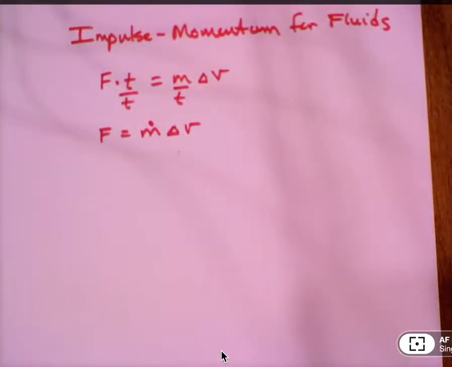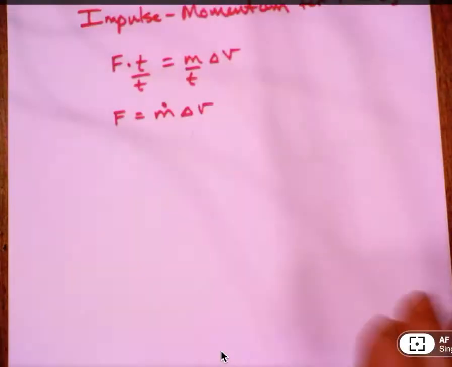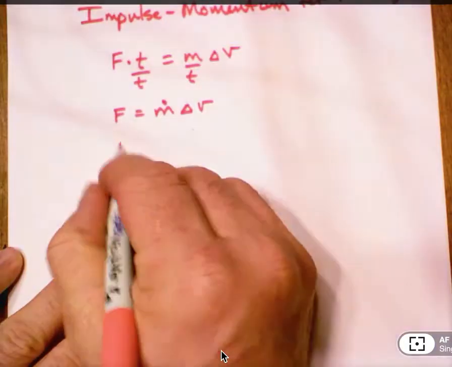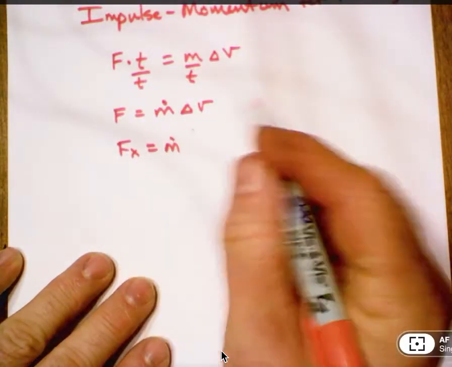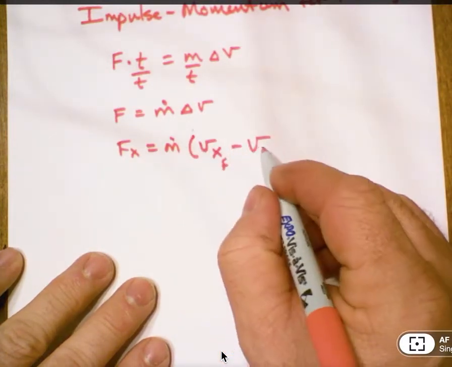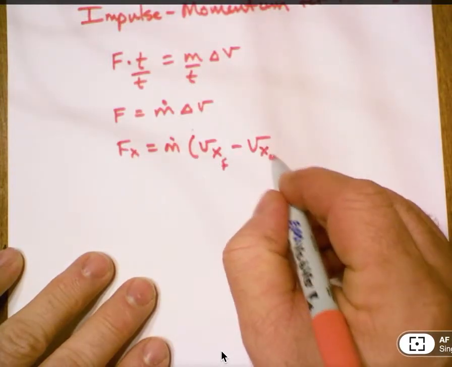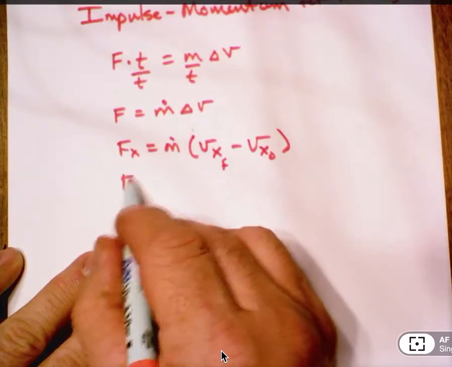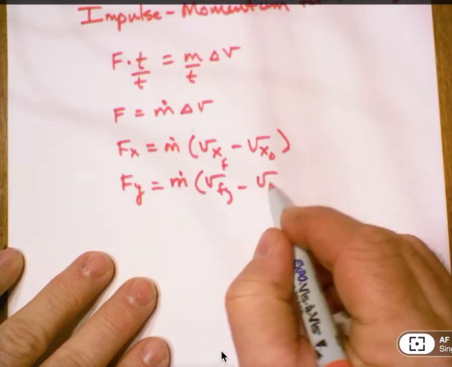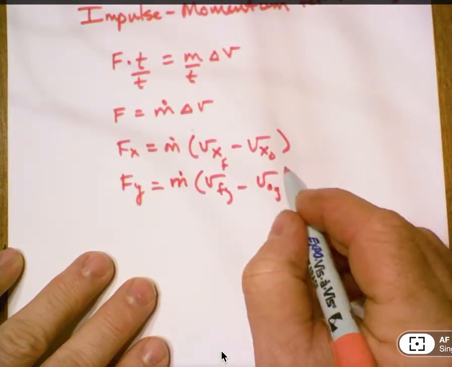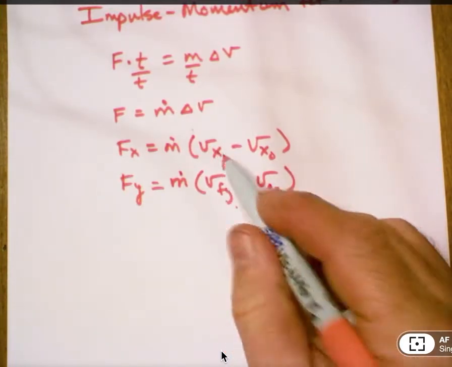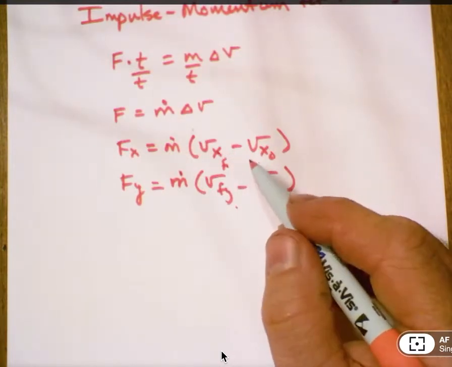Now, force is a vector, so the way we end up doing this is force in the x equals mass flow rate times final velocity in the x minus initial velocity in the x, and then force in the y equals mass flow rate times final velocity in the y minus initial velocity in the y. And it doesn't matter, I always interchange those accidentally, whether you go x final or final y. Okay, well that should make some sense.